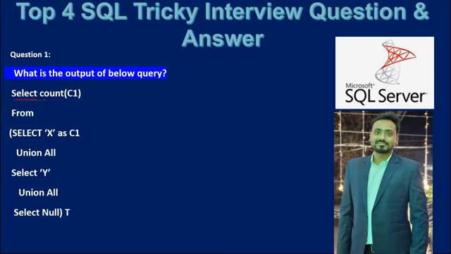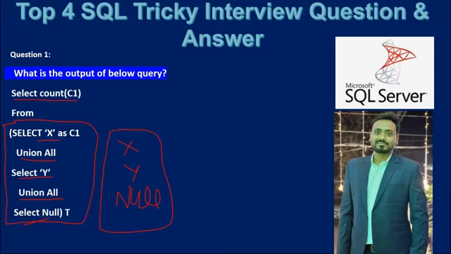You can see the query, which is select count of C1, and C1 is coming from this inner query. In this query we have first X, then we do union all, then we have Y, then union all, then we have null. So in this inner query we will be returning X, then Y, then null. These three values we will get from the inner query.